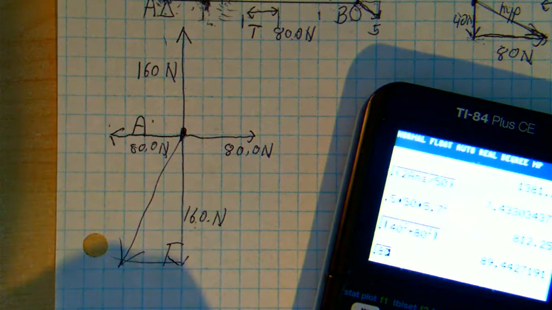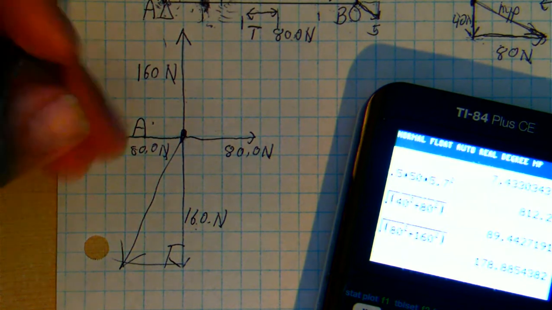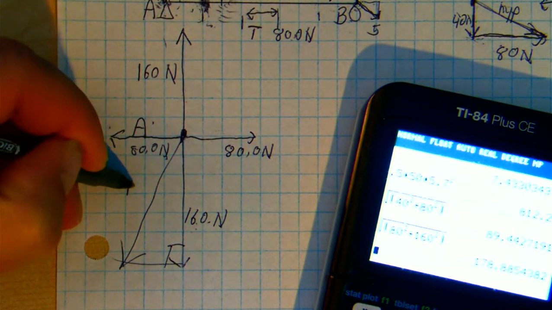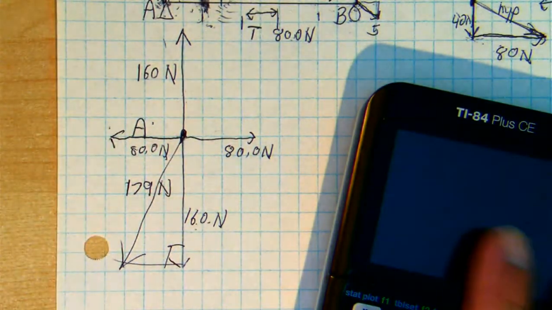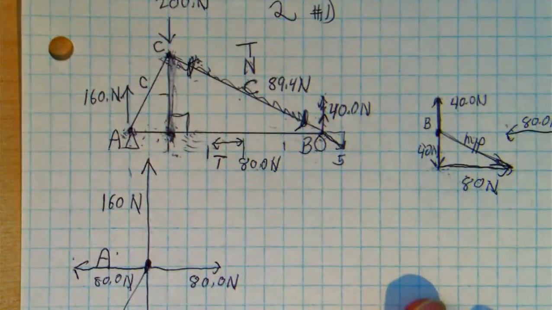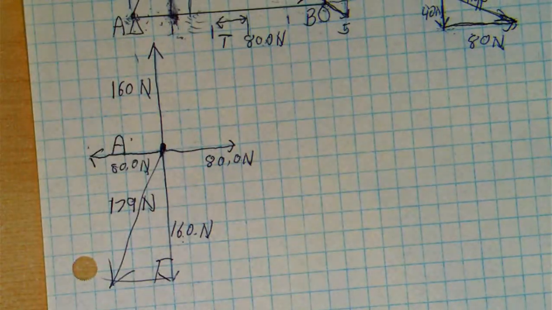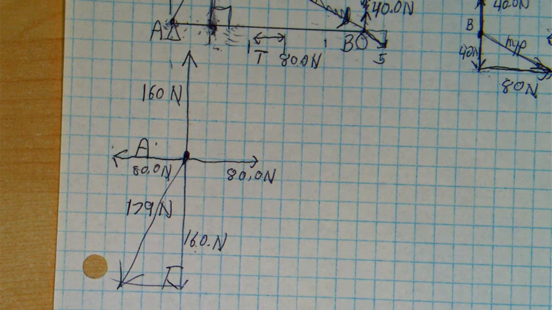So the square root of 80 squared plus 160 squared means this magnitude is 179 newtons, 3 sig figs. And C is pushing on A. So this is under compression. I have now completed my reaction force analysis for problem 1 from Truss reaction forces number 2.